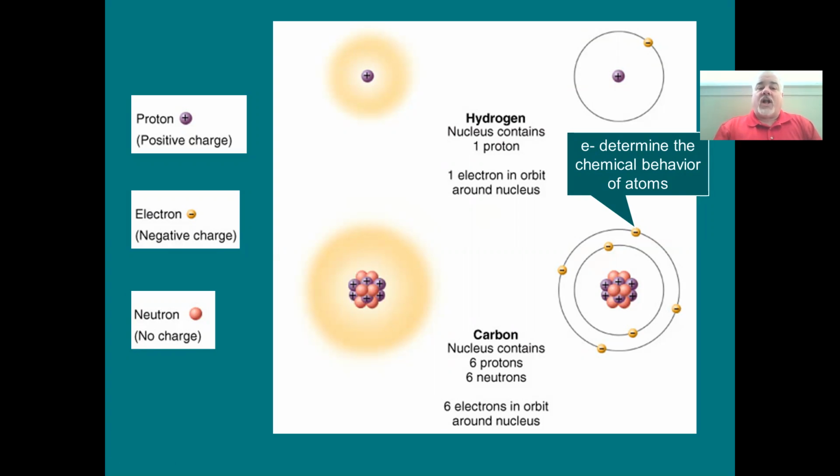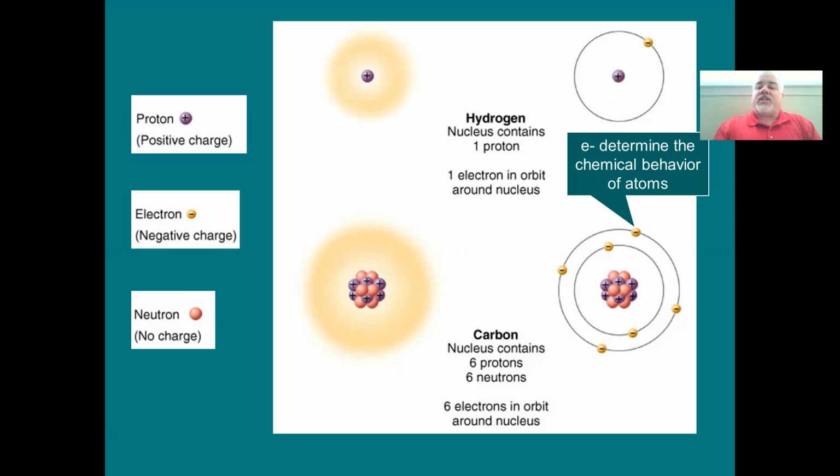The simplest of all atoms is just a hydrogen atom, which has one proton in the nucleus and one electron orbiting. And you'll notice that the proton has a plus sign. It's a positively charged subatomic particle, and the electron has an equal size negative charge. So a hydrogen atom is neutral. One positive charge, one negative charge. They balance each other out, so it's a neutral atom.